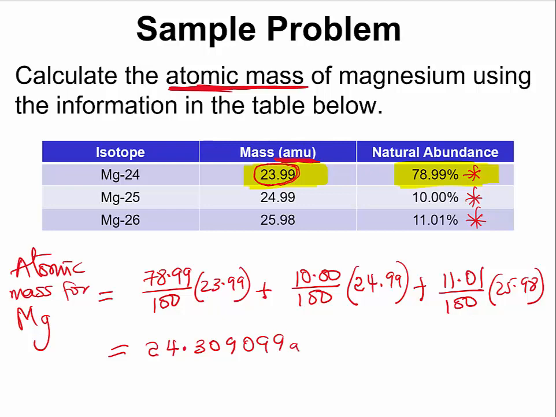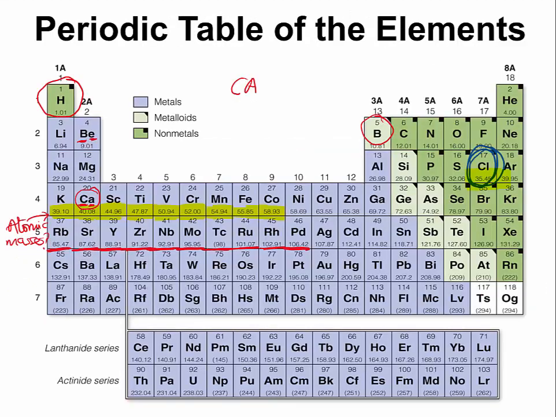24.309099 AMU, which, if rounded to 2 decimal places as given in the mass numbers, would be 24.31. And if you take a look at the periodic table and you look for magnesium, you will see that magnesium actually has an atomic mass of approximately 24.31. That is how all of the atomic masses are calculated. Let us take a look at one more question.